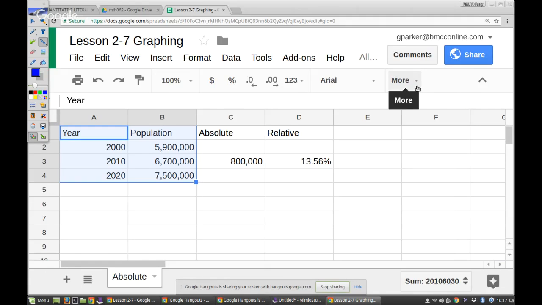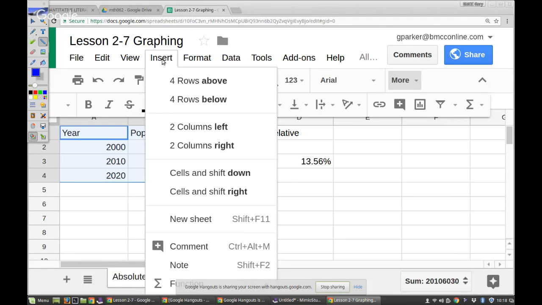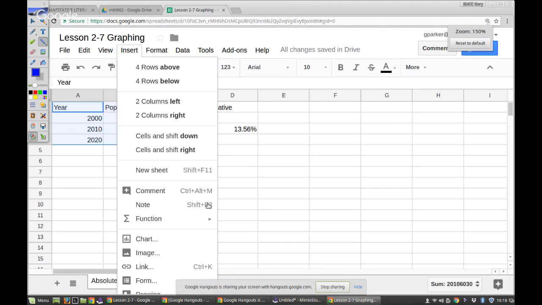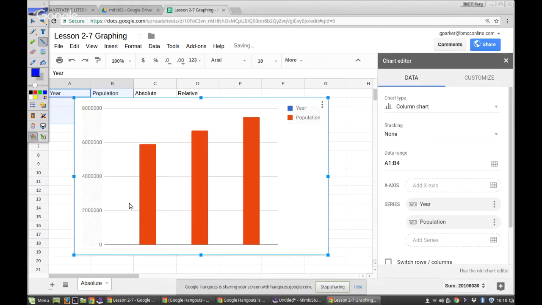In Google Sheets, for those of you doing Google Sheets, there should be a chart button somewhere in the upper right. It says Insert Chart. Or you can go to the Insert menu and choose Chart. And I'm going to zoom out to do this. All right. And then in a minute, that'll pop up.